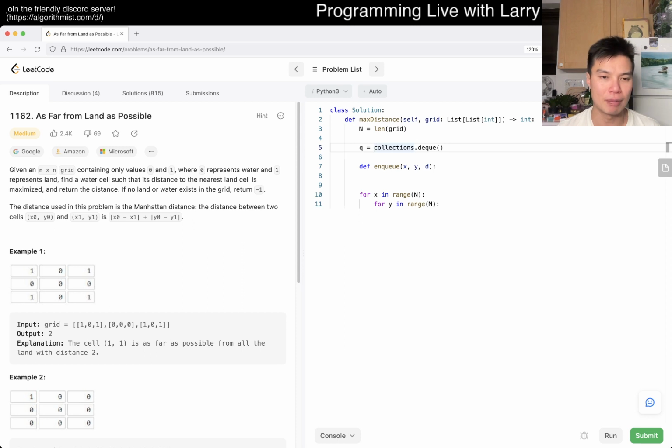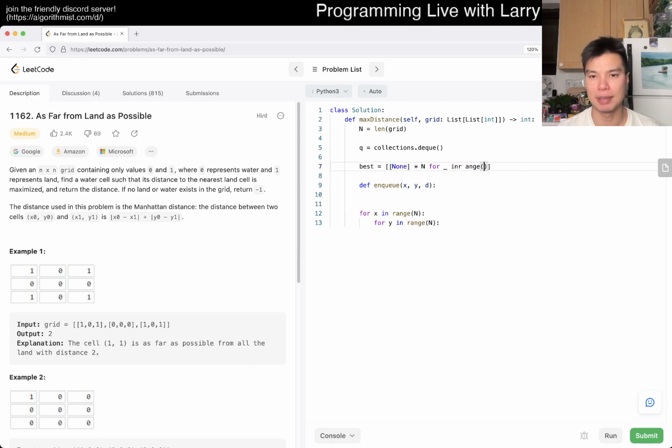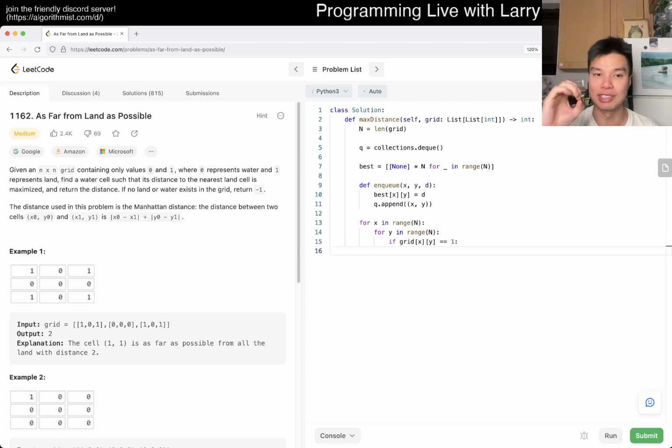Maybe we have something like, how do we want to do it? Best is equal to None times n for basically an n by n grid, right? And then we also do q.append(x, y). Now if grid of xy is equal to 1, then we want to enqueue the land, because every land is 0 distance from a land, right? That's fair. So then best of xy is, oh sorry, what am I doing?